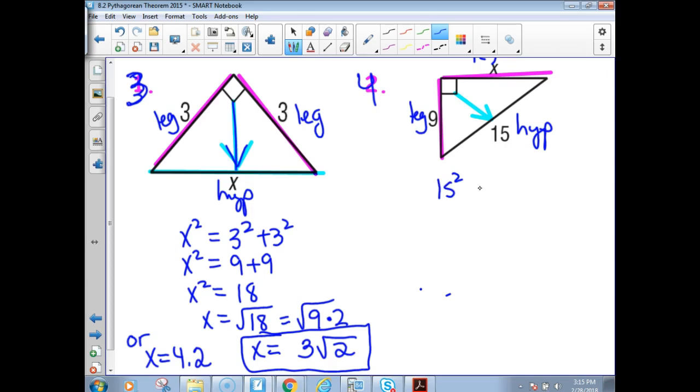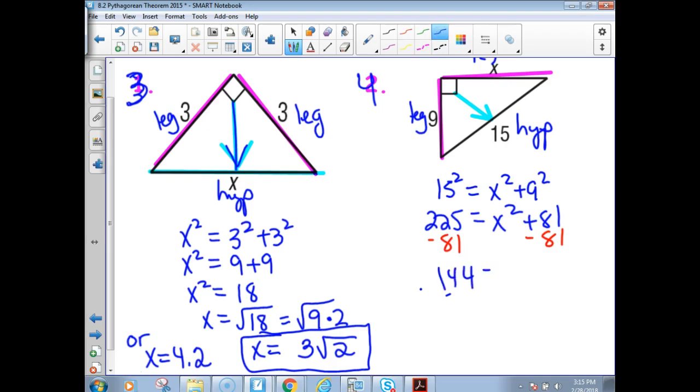Okay, number 4, I've got the hypotenuse. I'm going to start with 15 squared equals legs X squared plus 9 squared. And I don't care if you write this backwards from me. That doesn't matter to me at all. That would be 225 equals X squared plus 81. We're going to subtract 81. What's 225 minus 81? Yep, 144. So, this is a nice one. The square root of 144 is X, so that's 12.